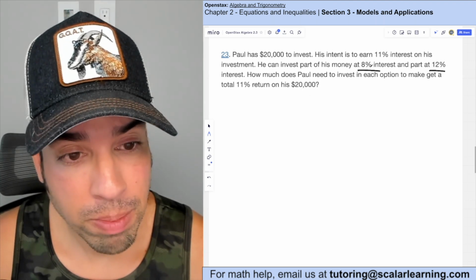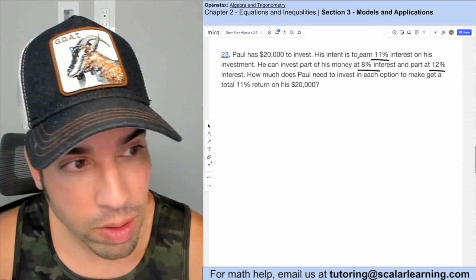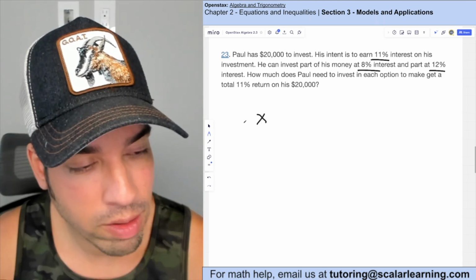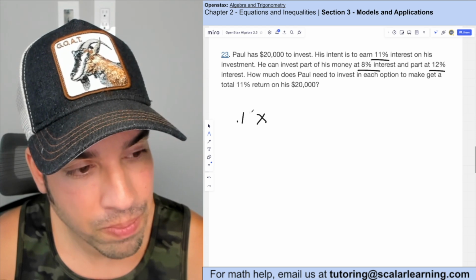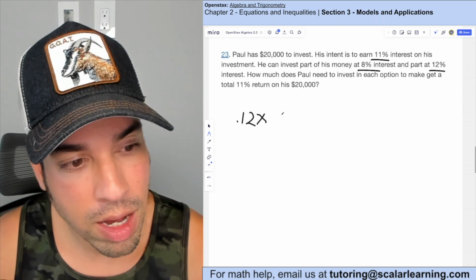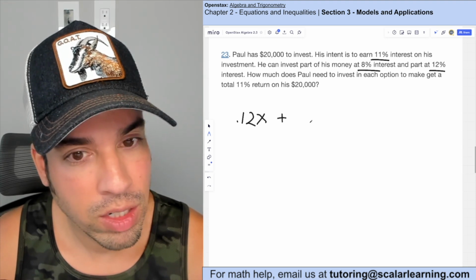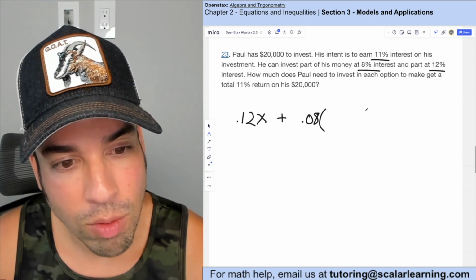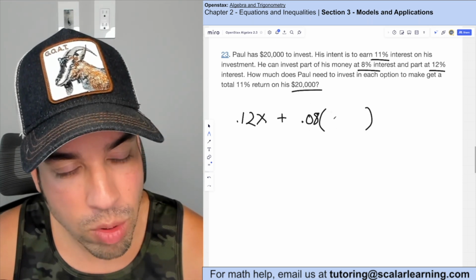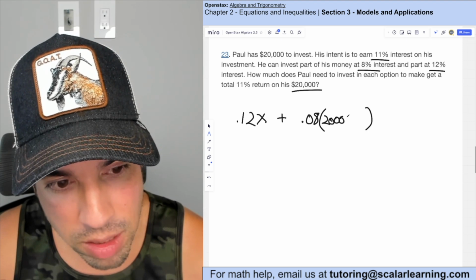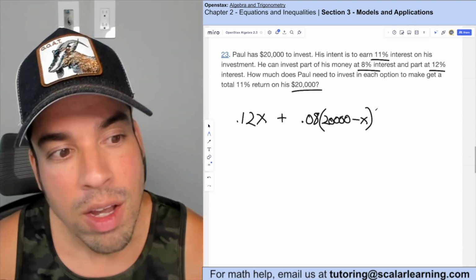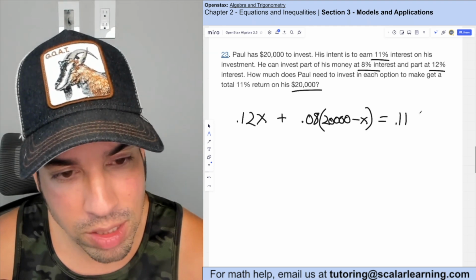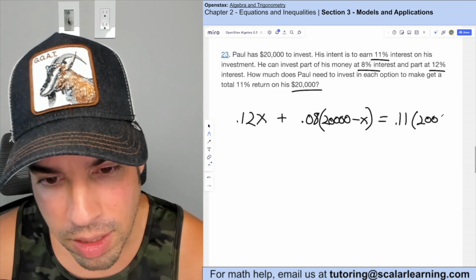So the way I'm going to set this up is, again, I've underlined these numbers 8, 12, 11. So we can start with a certain amount that we need to invest at 12% interest. Then we've got another amount that we need to invest at 8% or 0.08 interest. Well, how much is that? Well, if X is gone here and he's got 20,000 total, the remaining, meaning 20,000 after we remove X, is going here. And we need all of this to give us a return of 11% of this 20,000 in total.